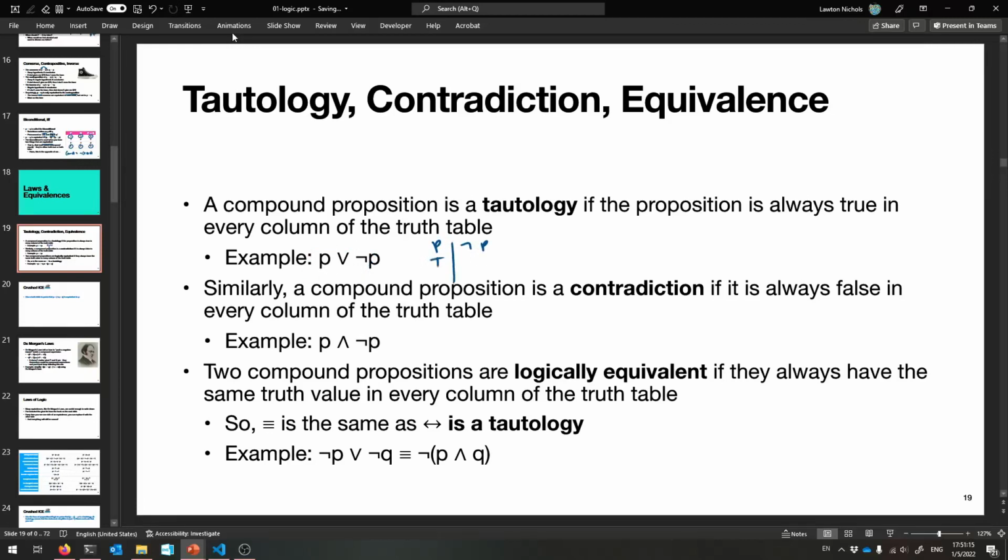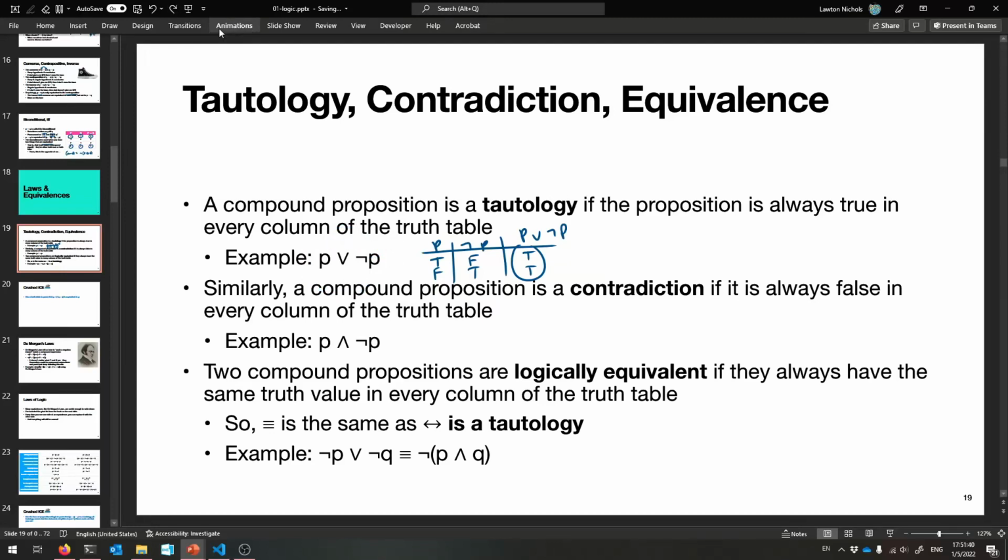Like here's all the values for P, true, false. Here's all the values for not P, based on P, false, true. Here's all the values for P or not P, just or them together. Oh, true, true. It's a tautology because they're both the same. Okay, it's always true, no matter what. So you could really just replace this by saying true, right? It's kind of like this is saying nothing, in a sense.